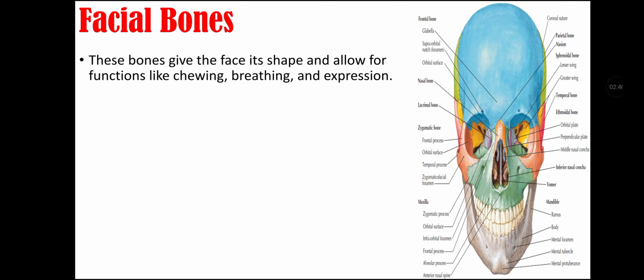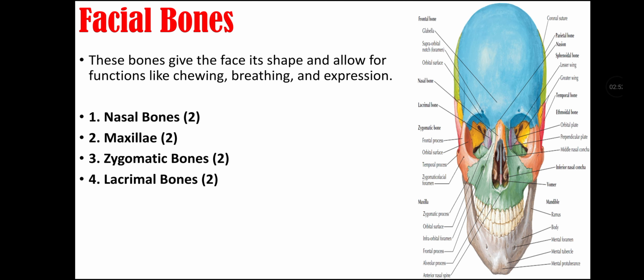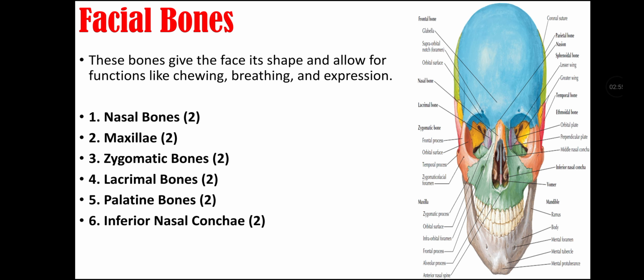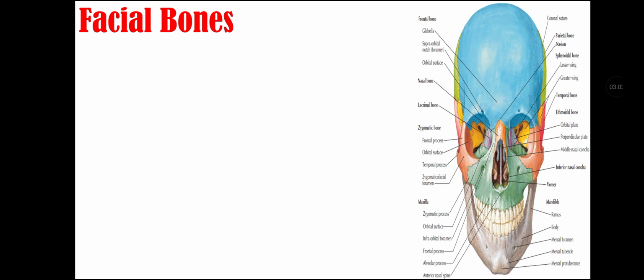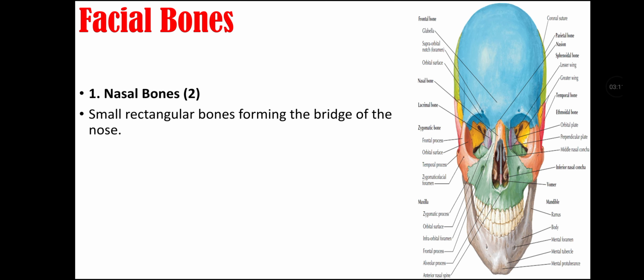Facial bones form the face shape and allow for functions like chewing, breathing, and expression. It includes nasal bone, maxilla, zygomatic bones, lacrimal bone, palatine bones, inferior nasal conchae, vomer, and mandible. Now let's talk about these facial bones one by one. First facial bone we have is nasal bone. They are paired bones, that means there will be two nasal bones in every skull. They are small rectangular bones forming the bridge of the nose.